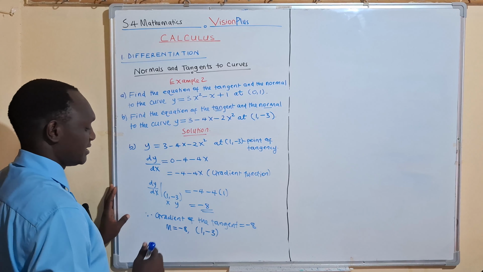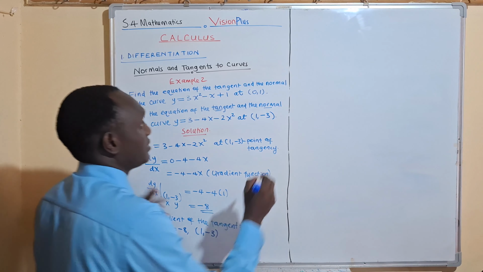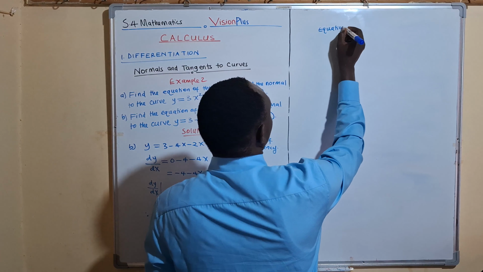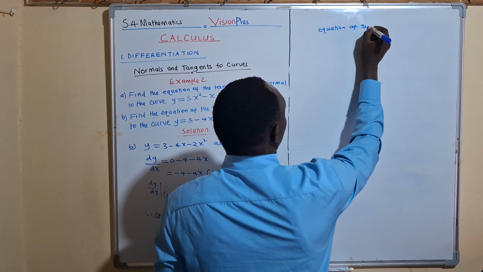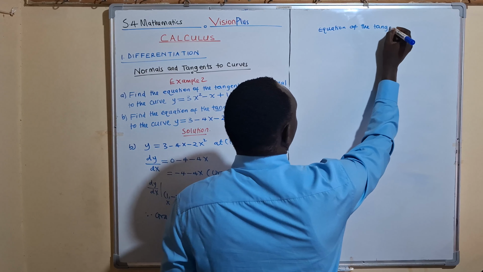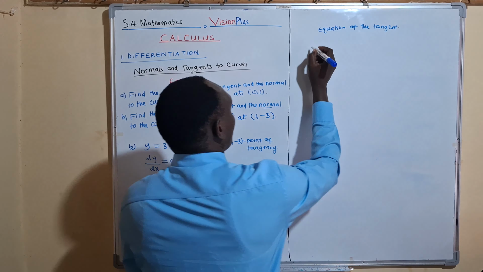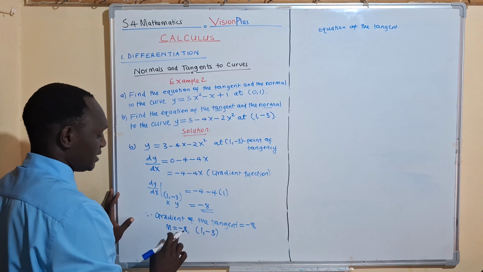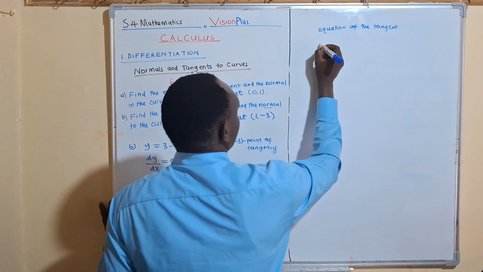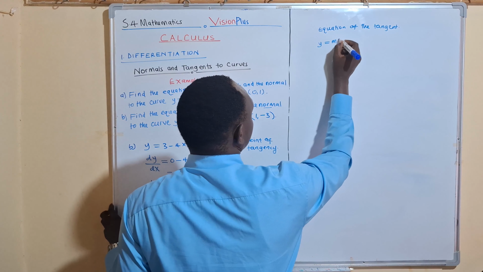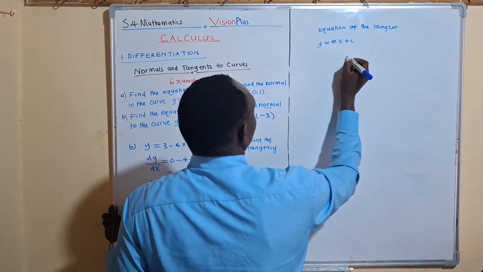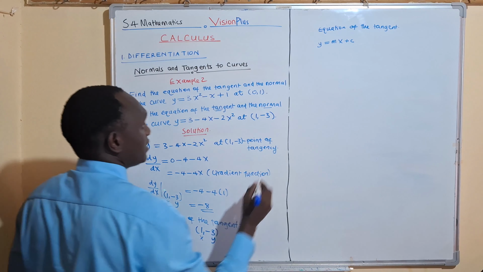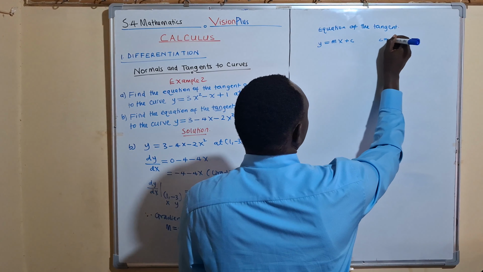Why? The tangent is a line. So coming to the equation of the tangent, which is a line, we have this one point and the gradient. And we know that y for a line is mx plus c. Now, this is m, this is x, this is y. Now we need to get c. c is the y-intercept.